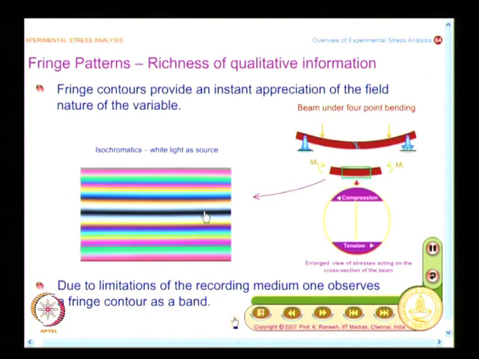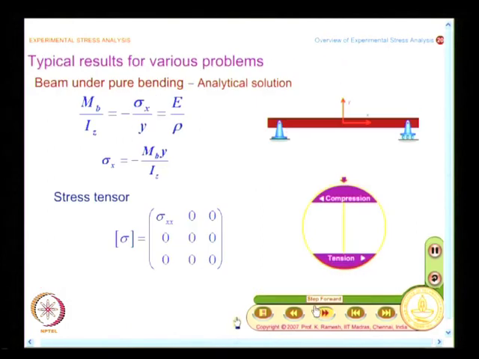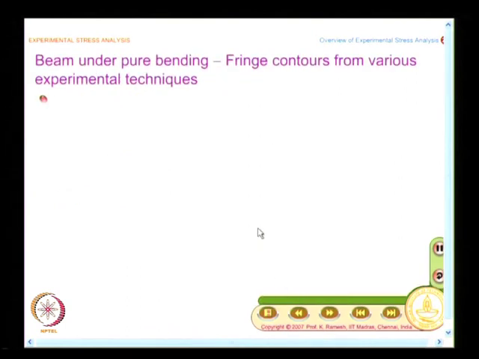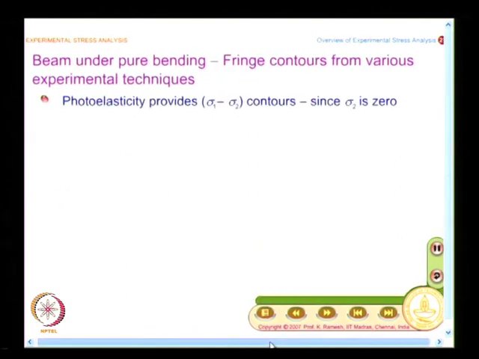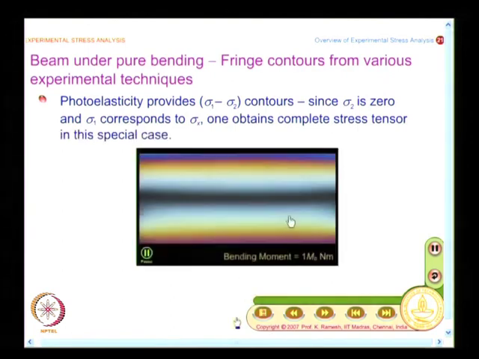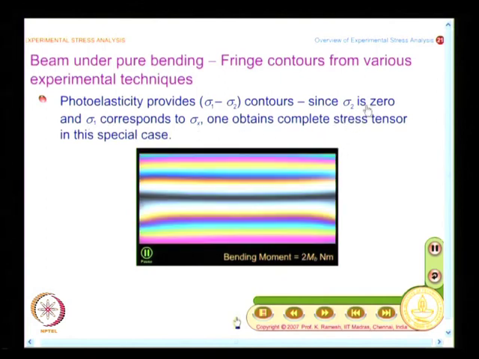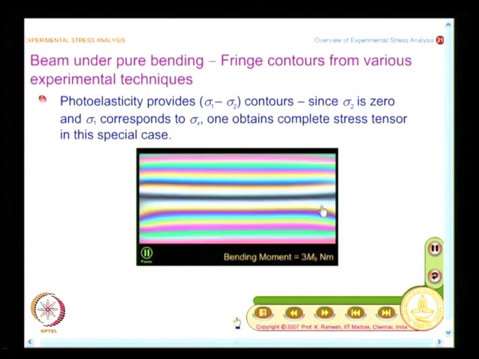And now it is also desirable that we look at how to number these fringes. We now go back and see what photoelasticity gives. It gives you contours of sigma 1 minus sigma 2. In the bottom half of the beam, sigma 1 corresponds to sigma x and sigma 2 is 0, and sigma 1 minus sigma 2 contours appear horizontal, and you see some deviation from a straight line in this zone because this is closer to the load application point in the experiment.